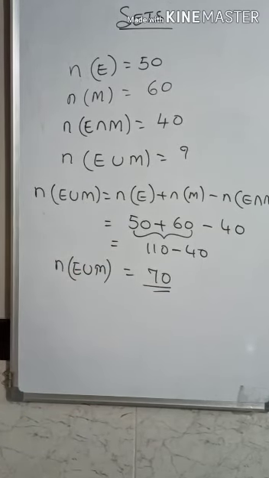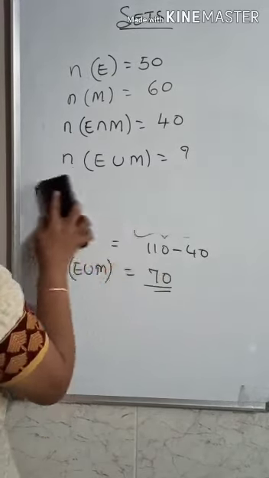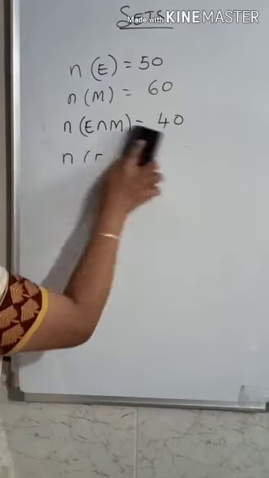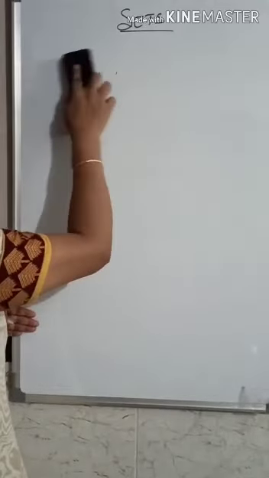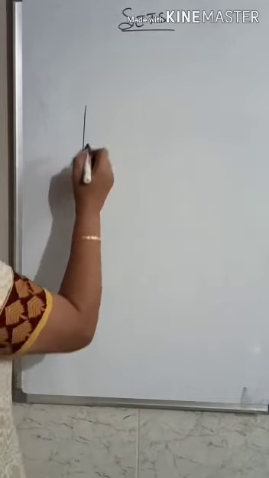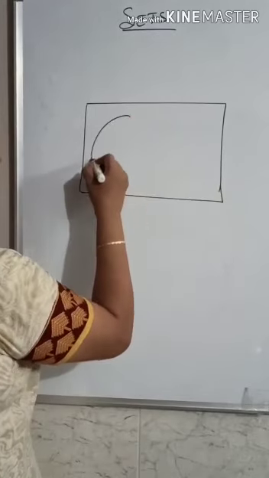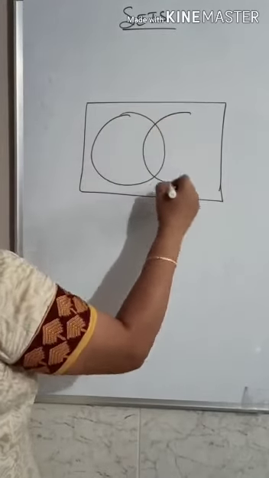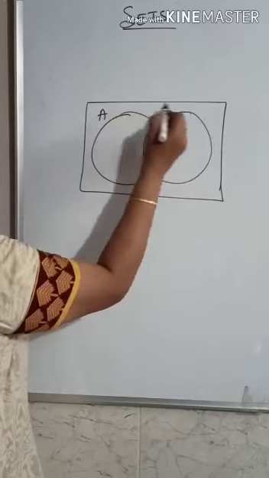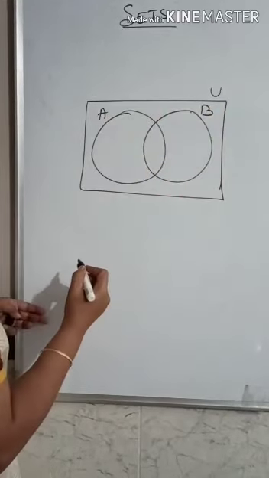Now next you have got one more problem which is based on the Venn diagram. A Venn diagram will be given and the questions will be asked based on the Venn diagram. So how to solve the problems of Venn diagram? Now here I have taken an example. A Venn diagram is given where you have got two sets, set A and set B, and you have got this as a universal set.